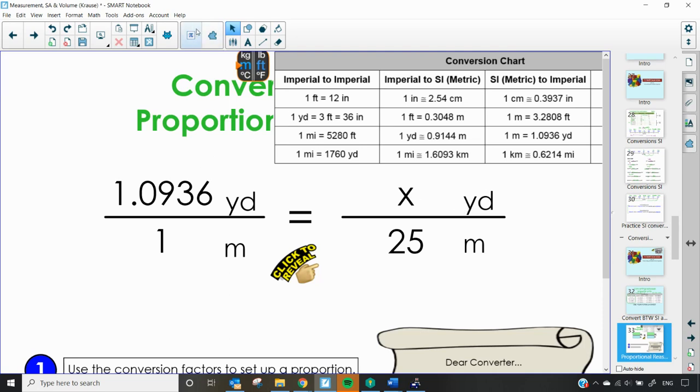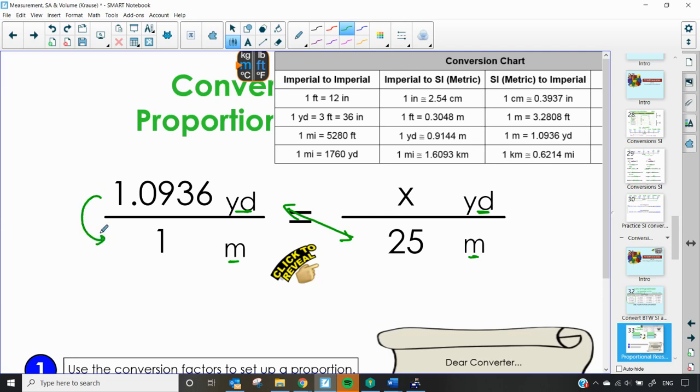When we're setting up a proportion, our corresponding units must be in the same position in both fractions. So we have yards on top in the first fraction, yards on top in the second. Meters on the bottom, meters on the bottom. One represents our proportion with our unknown, and one represents the proportion from our conversion chart. In order to solve this equation, we're going to be cross-multiplying and dividing. So 25 times 1.0936 divided by 1.